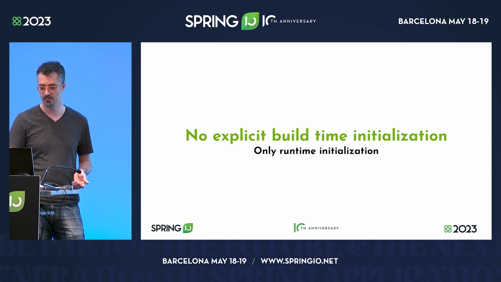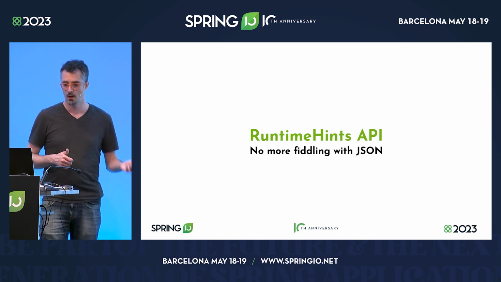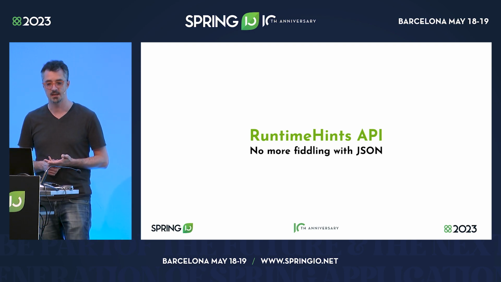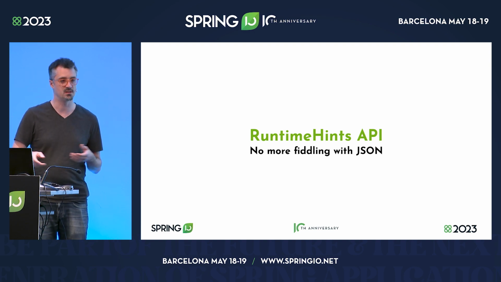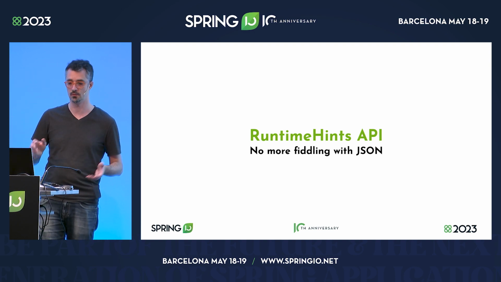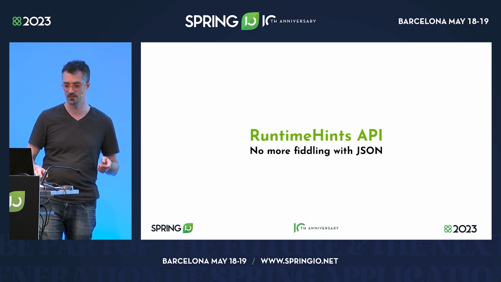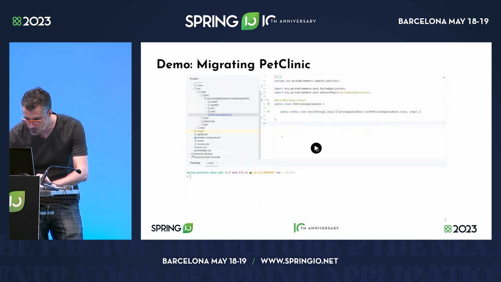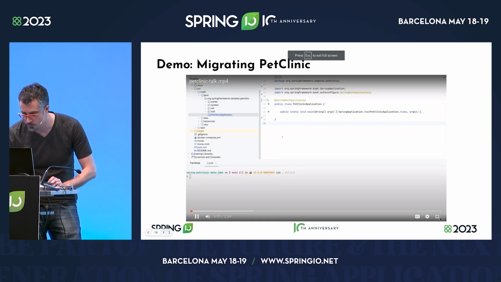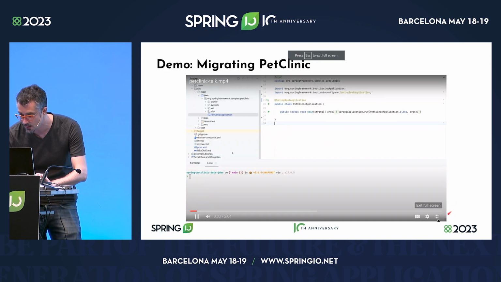Another thing that is really important: we are providing a runtime hints API that we are going to demonstrate. Basically, a nice fluent API to add hints without having to make a mistake in your JSON, forgetting a comma or whatever. And I think that's useful. So let's see that in a demo. Here we are going to port the famous Pet Clinic.